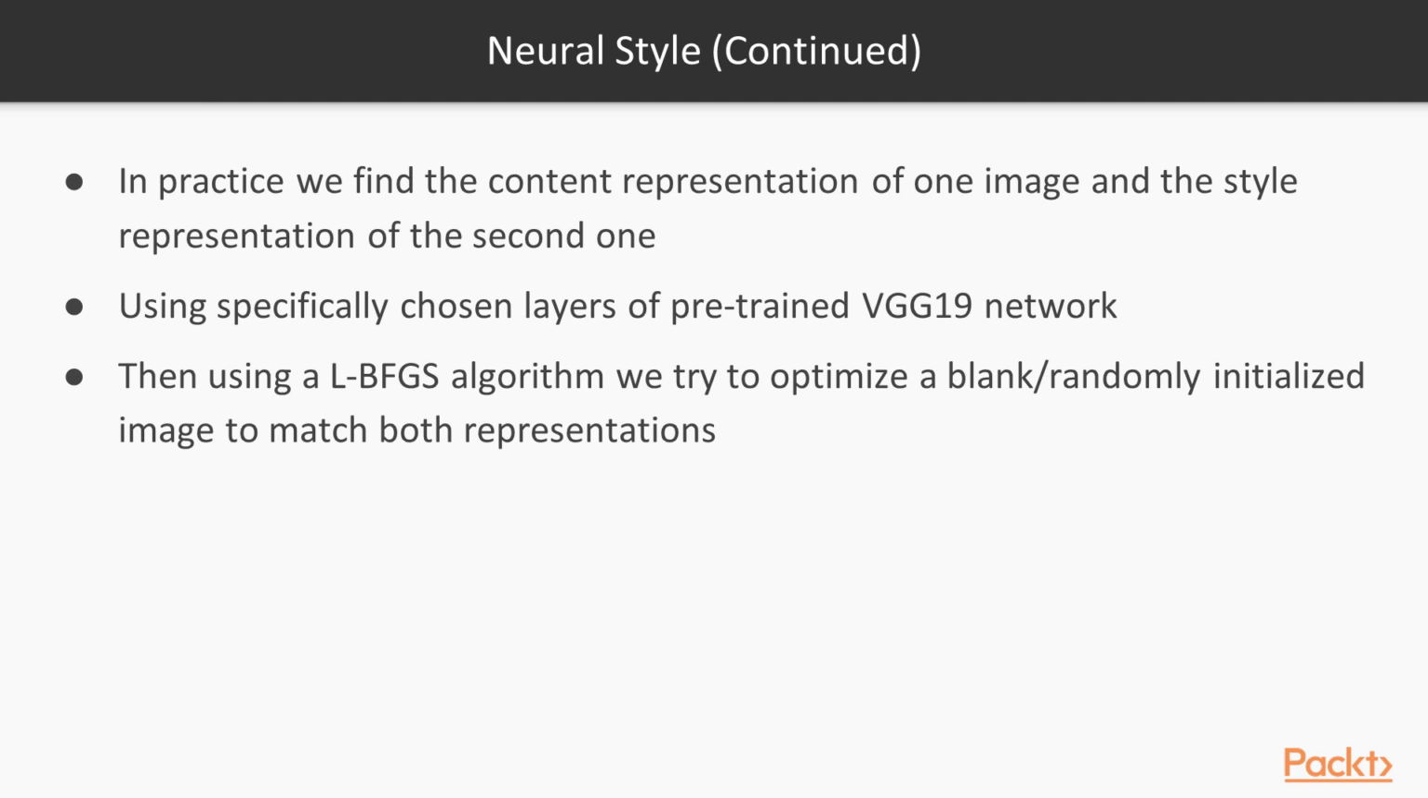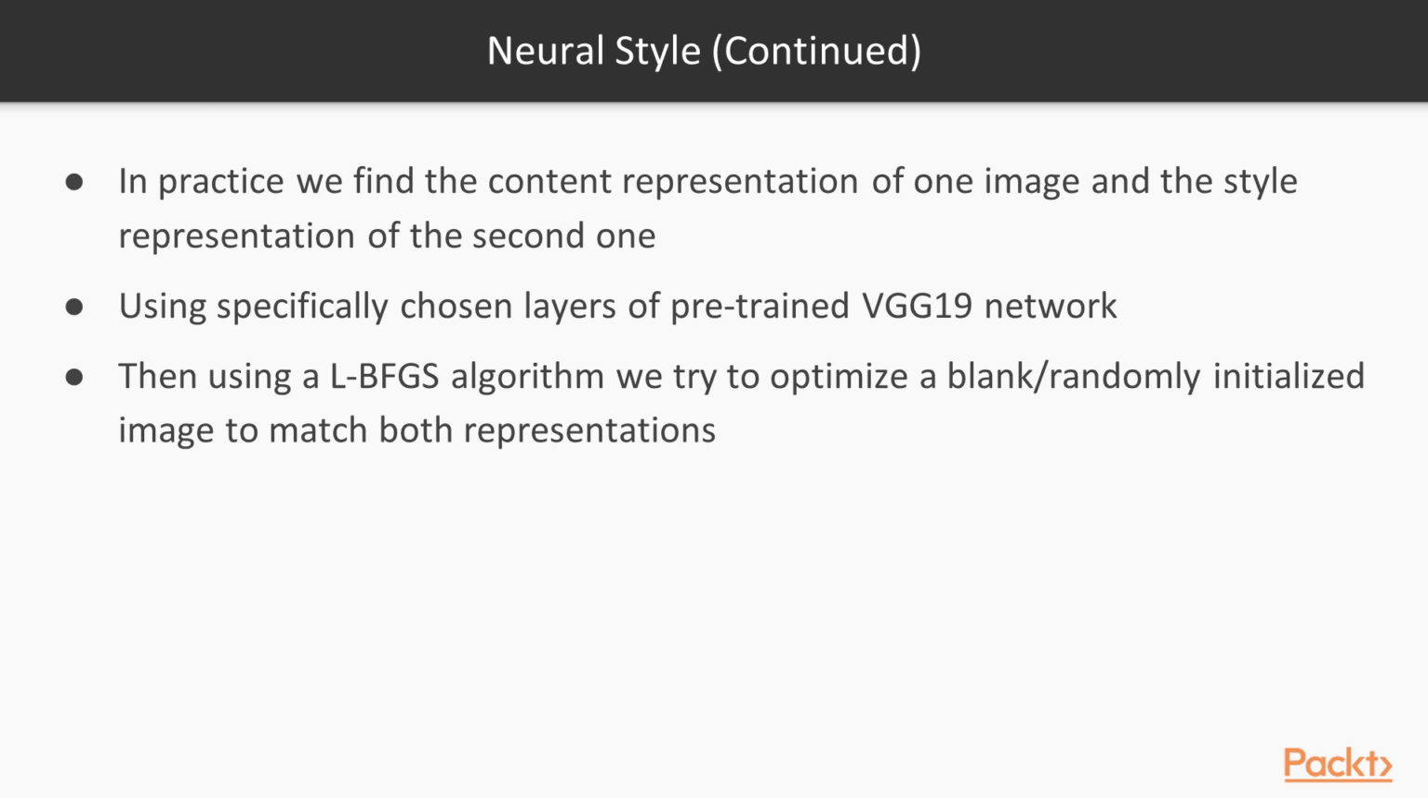And then we are using the L-BFGS algorithm. This is an optimization algorithm, and we try to optimize a blank image to match both of those representations. Keep in mind, the actual implementation of this is not like the standard Keras API. There are a lot of hacks here, because this algorithm is not included in Keras, it's included in the SciPy library. So we use Keras to do the pre-processing and to get the pre-trained network, but the actual optimization happens using this algorithm from a different library.